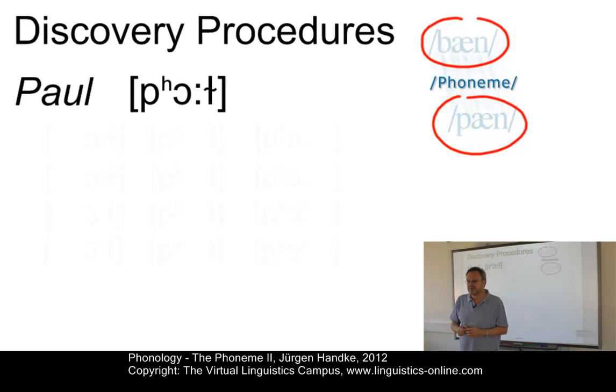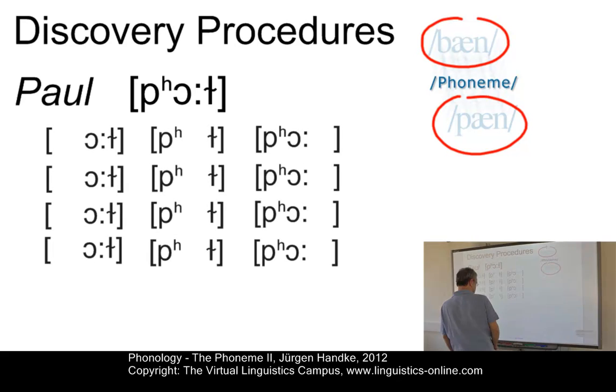Let us illustrate this discovery procedure, the minimal pair procedure, using the word Paul as an example. As you can see, Paul has been described narrowly here with the diacritic superscript h to signal aspiration and the final alveolar lateral, which is velarized. Now let's look at some possibilities.